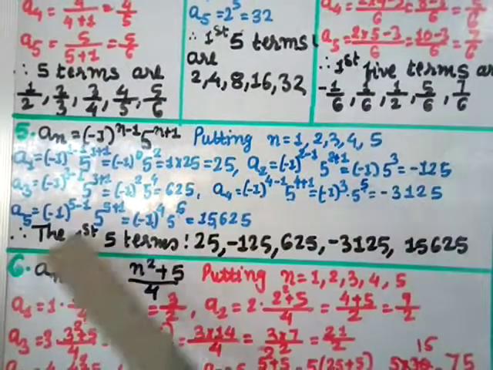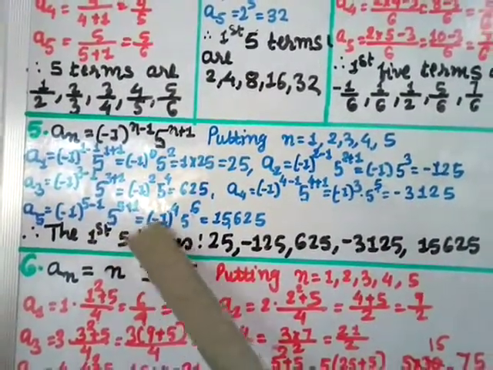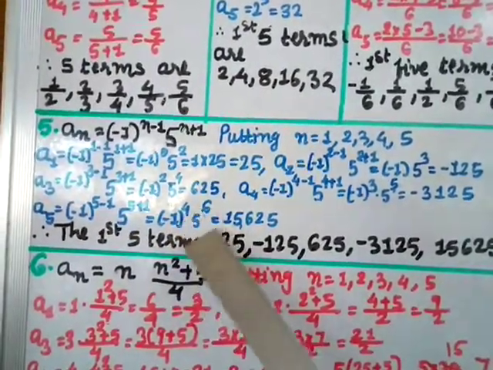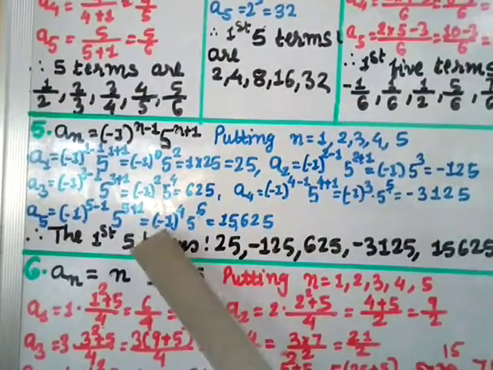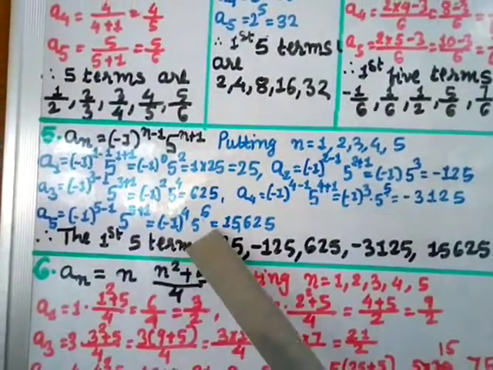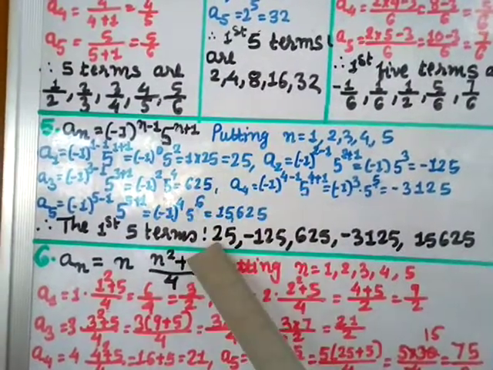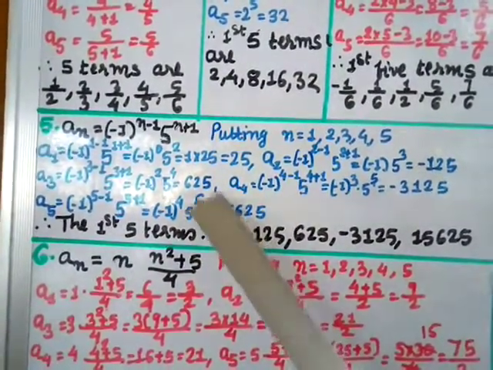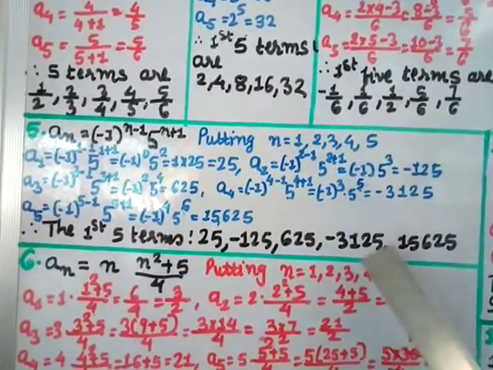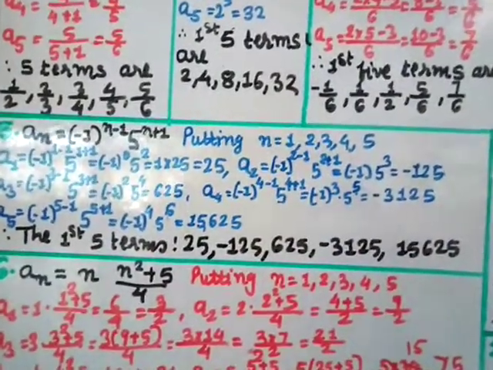Now put n equal to 5. So (minus 1) power 5 minus 1, 5 power 5 plus 1, equal to minus 1 power 5 minus 1 is 4 and 5 power 5 plus 1 is 6. 5 power 6 is 15,625 and minus 1 power 4, that is an even number. Therefore this value will be plus 1. So it is plus 1 here. Therefore the first 5 terms are 25, minus 125, 625, minus 3,125 and 15,625. Okay, so that is the solution for question number 5.